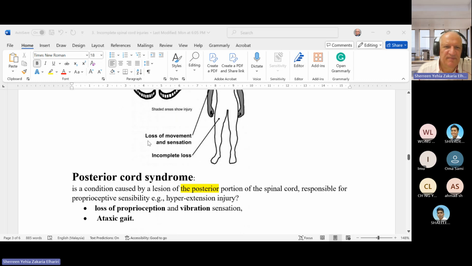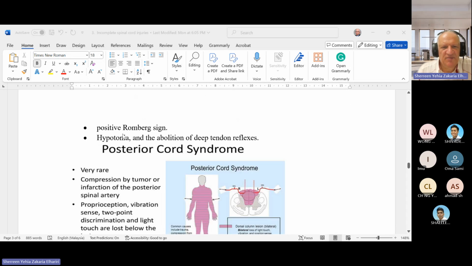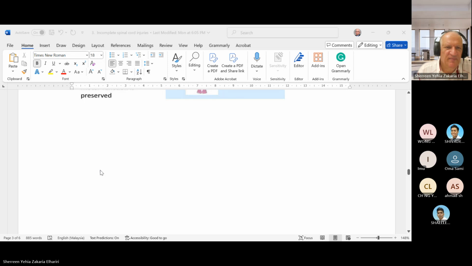It's not common. Posterior cord syndrome: the posterior cord is responsible for proprioception, and it occurs with hyperextension injury. So there is loss of vibration, ataxic gait, and positive Romberg sign, with hypotonia and loss of the deep tendon reflexes. This is posterior cord syndrome, which is very rare.